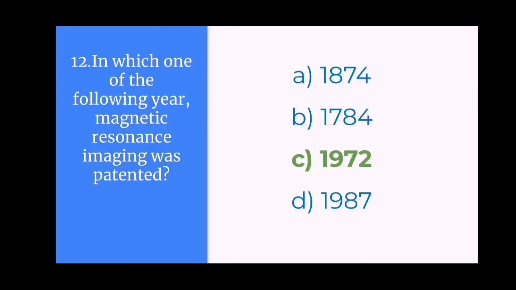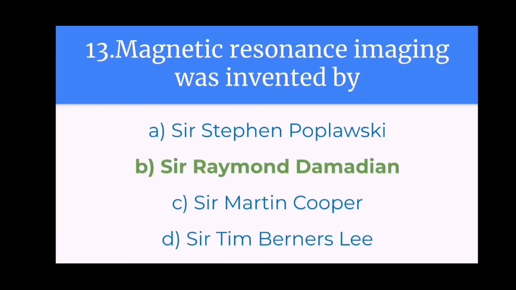Next is, in which one of the following year magnetic resonance imaging was patented? A. 1874, B. 1784, C. 1972, D. 1987. The correct answer is C. 1972. Next is, magnetic resonance imaging was invented by A. Sir Stephen Poplawski, B. Sir Raymond Damadian, C. Sir Martin Cooper, D. Sir Tim Berners-Lee. The correct answer is B. Sir Raymond Damadian.